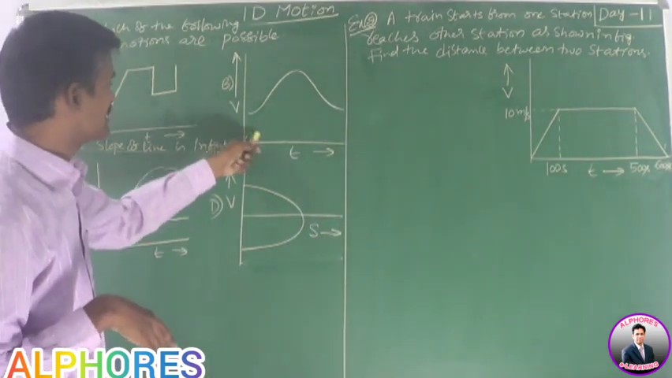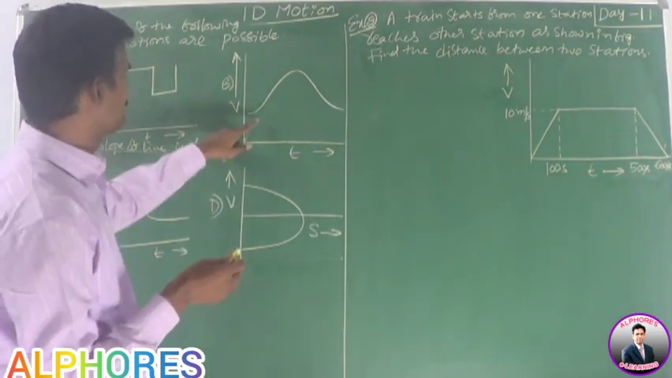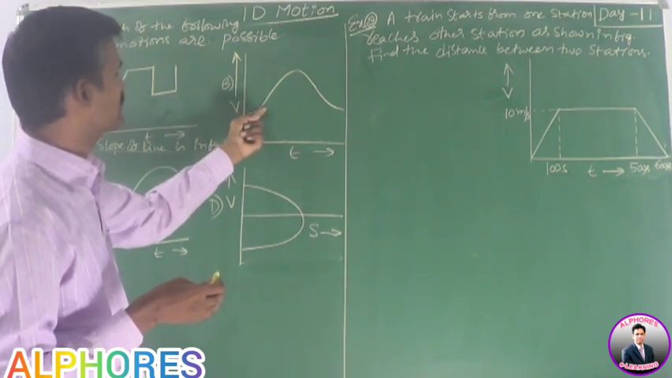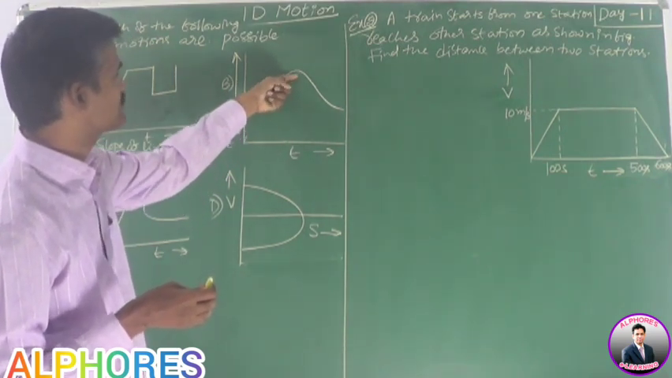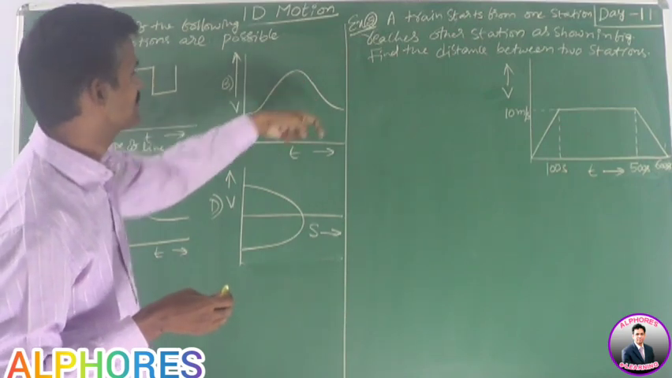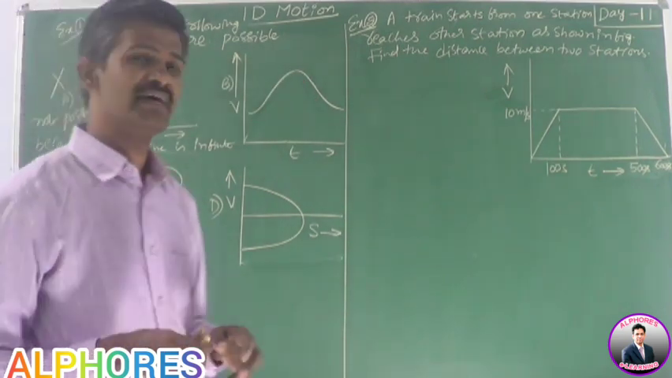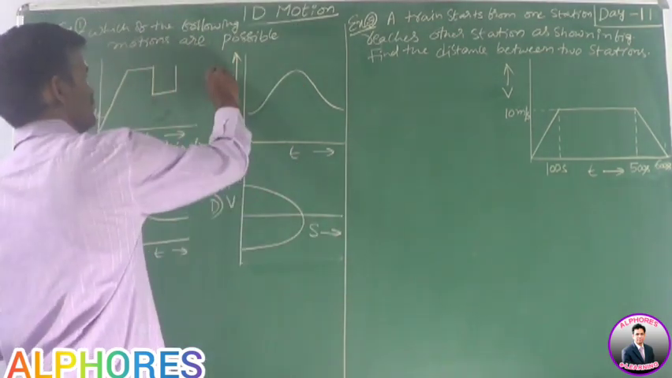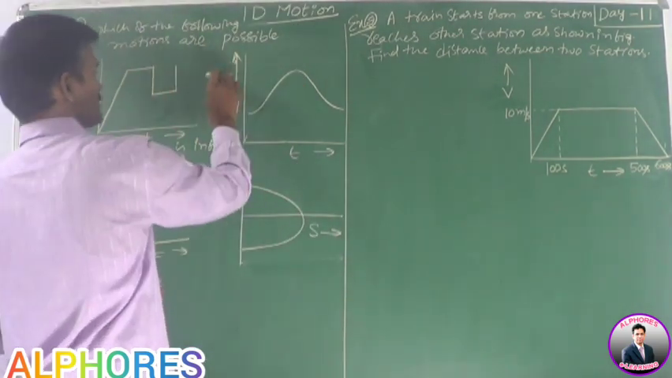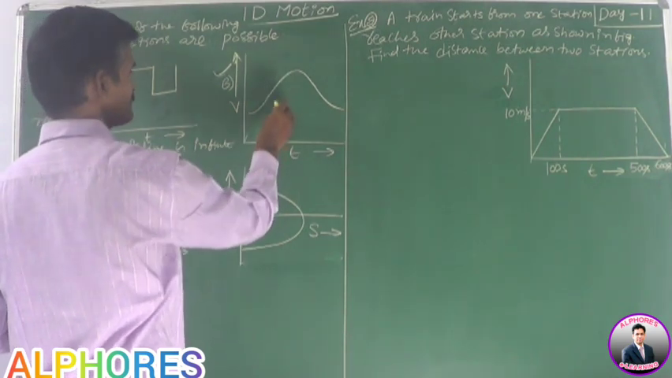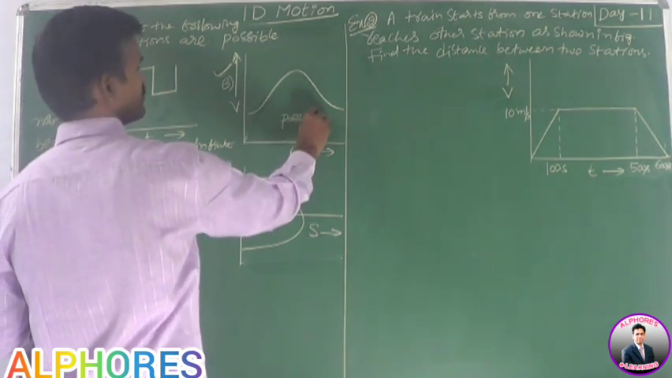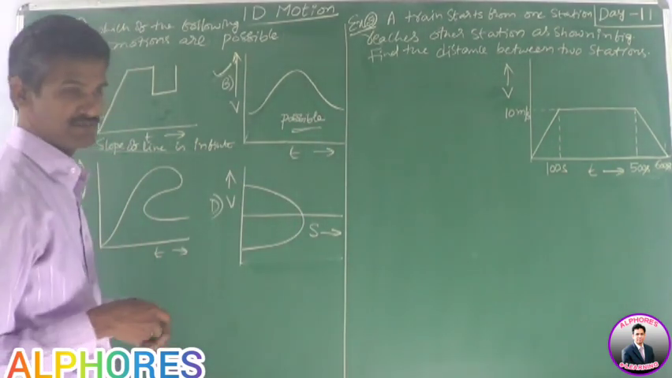Next, this type of graph: here it has some slope, it may be 0, or this slope gradually increases and becomes 0 again and then decreases. So this type of motion is possible in our real life. It may be possible. I am writing here: possible. This type of motion is possible.